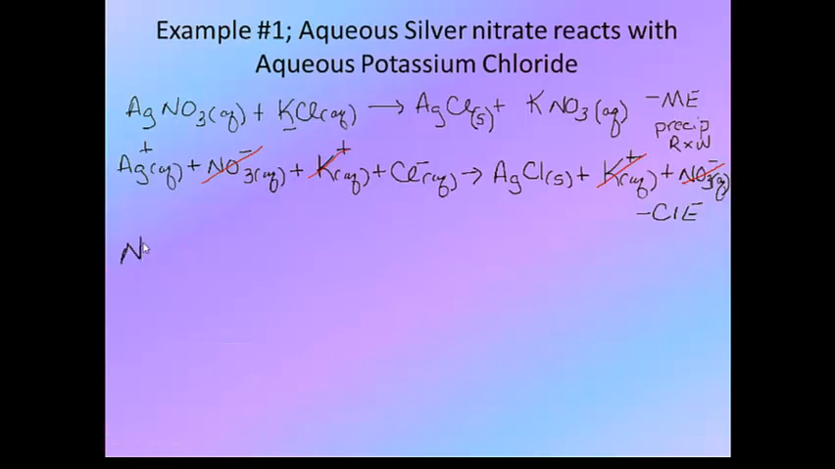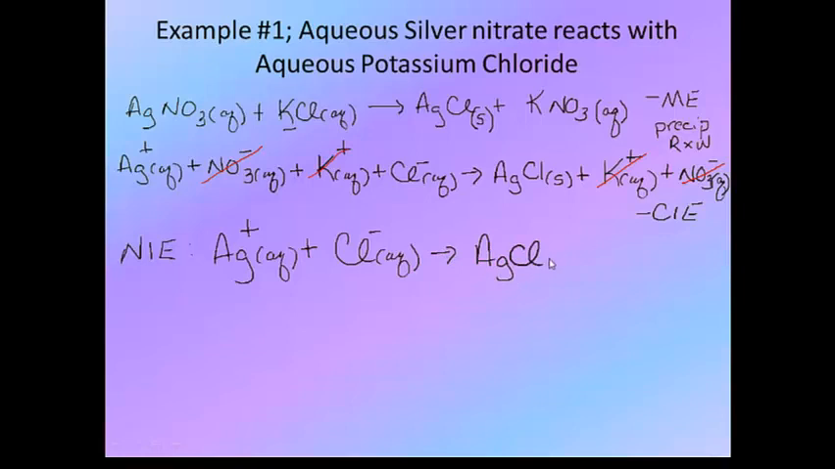My net ionic equation, which I abbreviate NIE, will consist of the silver ion in its aqueous form and the chloride ion in its aqueous form, forming my solid, silver chloride. I do not separate it. It is not a strong electrolyte. And that is my net ionic equation for this metathesis reaction, which is a precipitate.